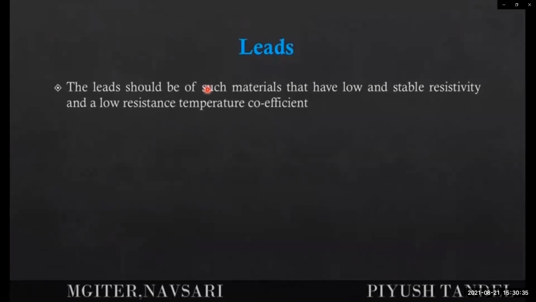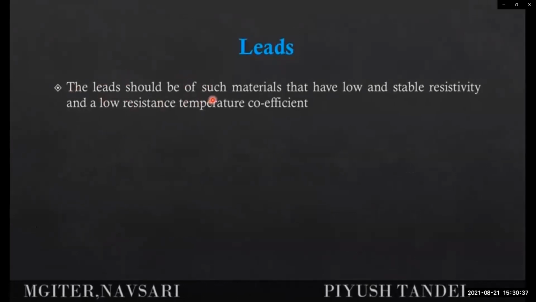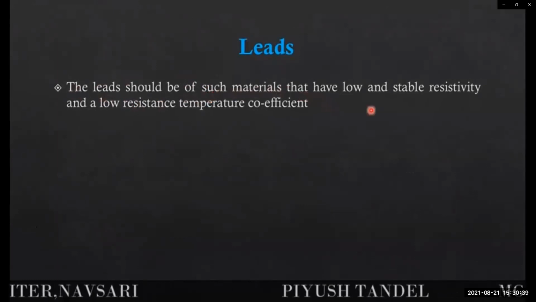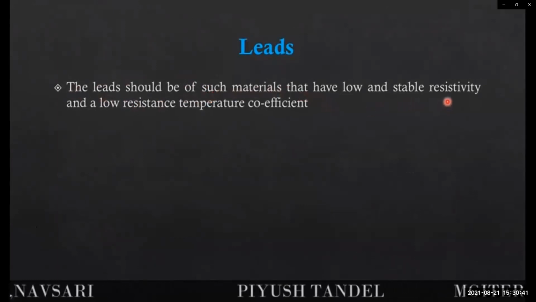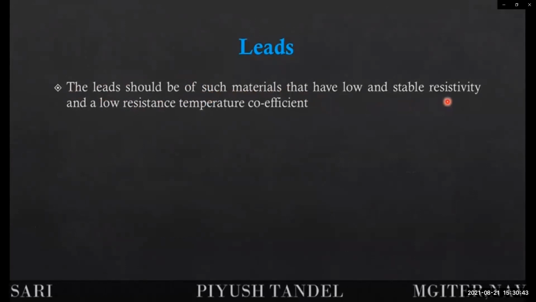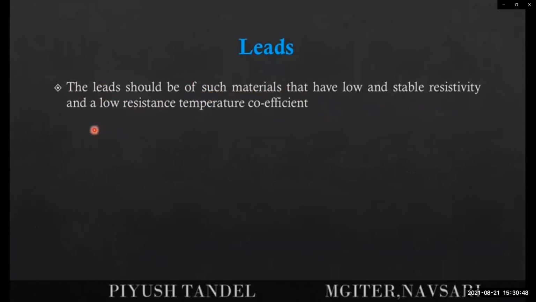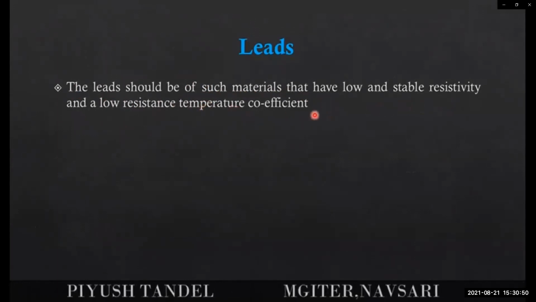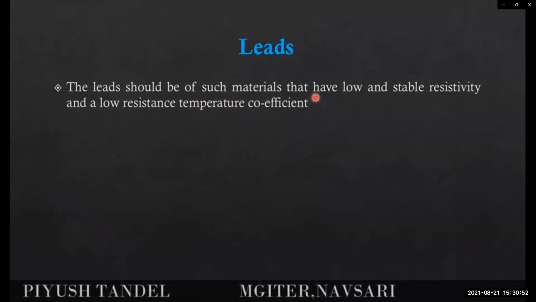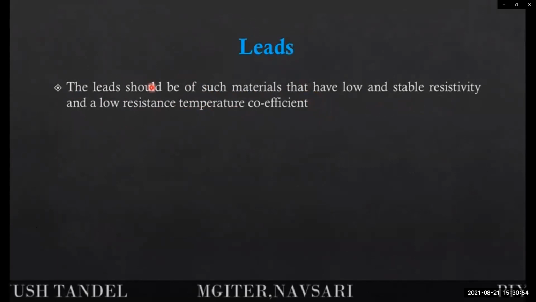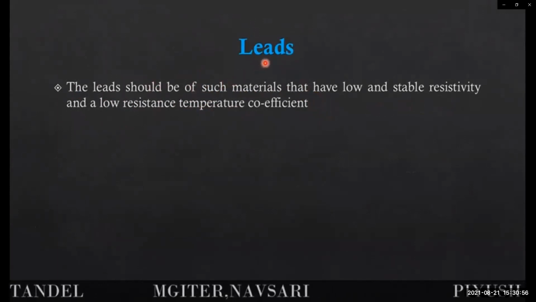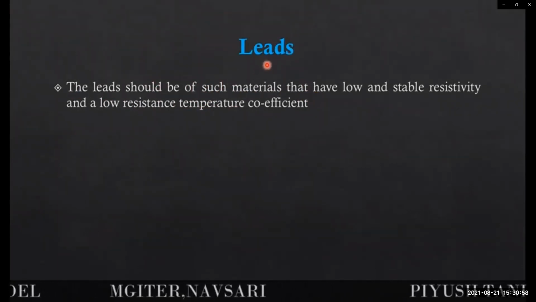Next, the last one, that is the leads. The leads should be of a material that has low and stable resistivity, because the lead is the point from where we are going to take our resistance output. And it should have a low resistance temperature coefficient, because we are putting it into a different environment, so the change in temperature should not affect our leads very much or frequently.